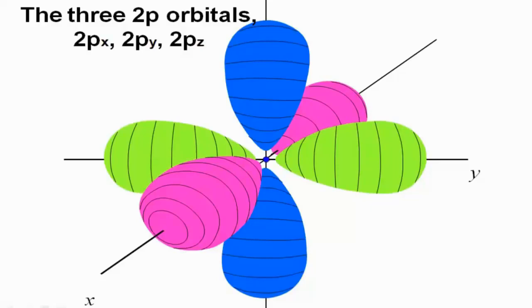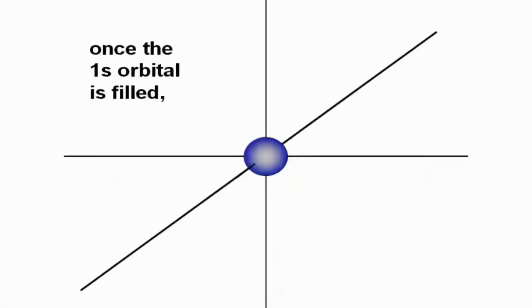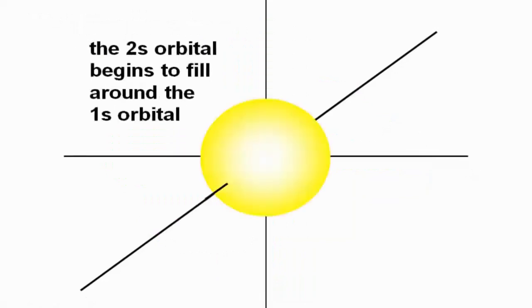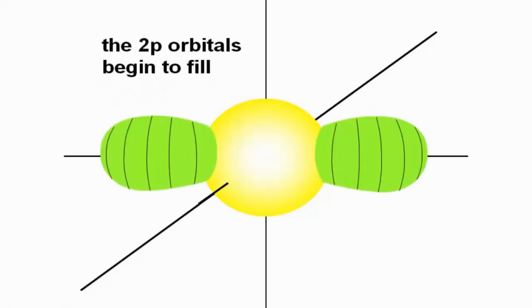If the p electrons are filling up, we know that the 1s and the 2s must also be filled up. So let's take a look at that. Once the 1s orbital is filled, we can then start to fill the 2s orbital, but again with only 2 electrons. Once 2s is filled, and remember 1s is still there, it hasn't disappeared, so 2s fills around the 1s. But now, once 2s is filled, we start to fill 2p.